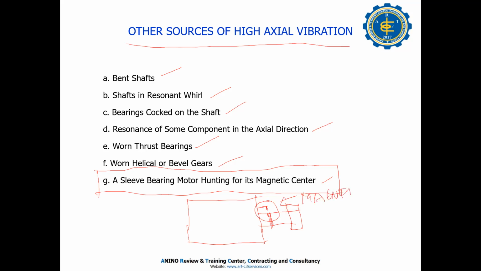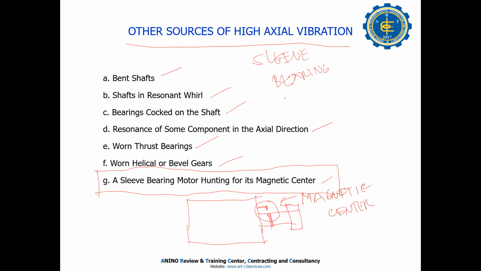Magnetic center. Is it for every motor or only for certain kinds of motor? I see that one, a small motor. No, there's no magnetic center. Okay, this magnetic center is only for the sleeve bearing, the slip bearing, when your motor has a sleeve bearing.